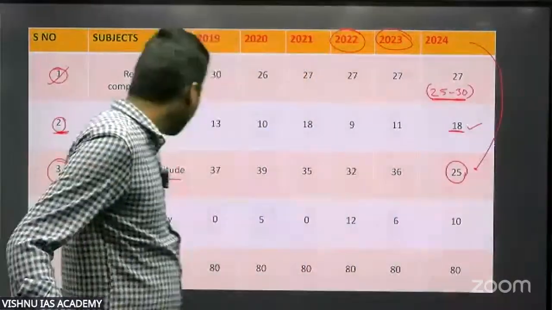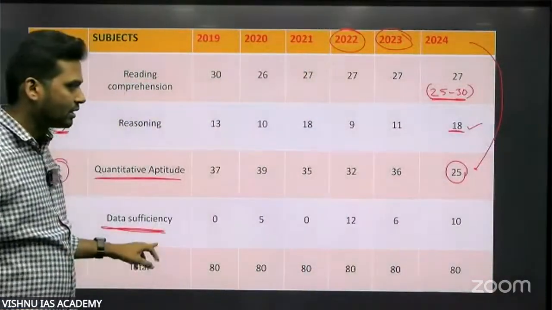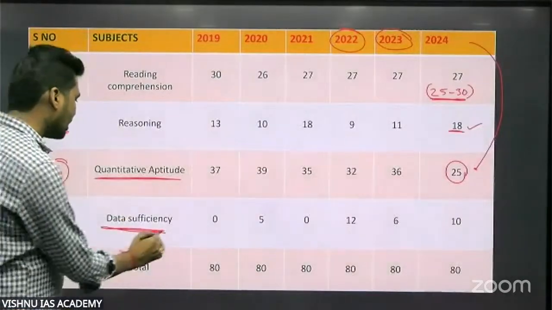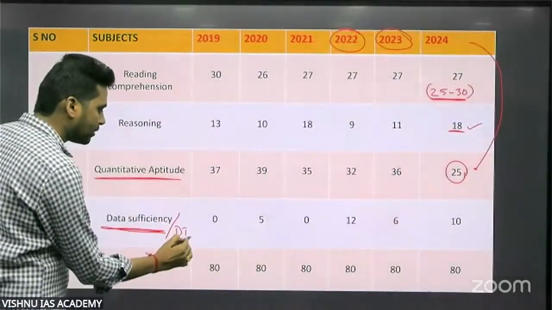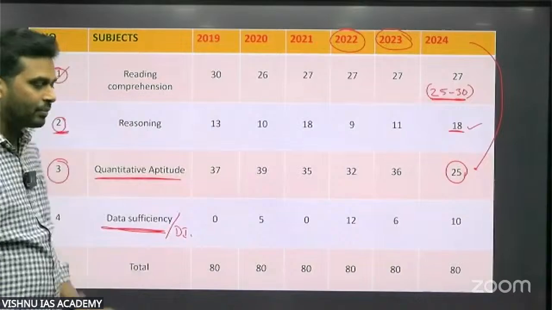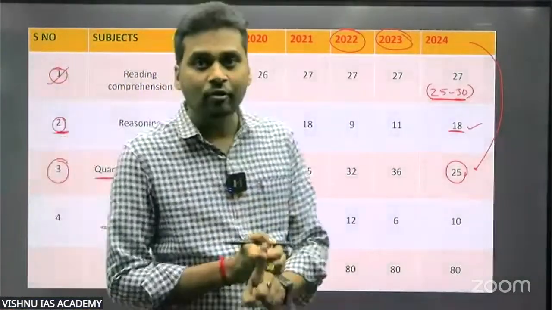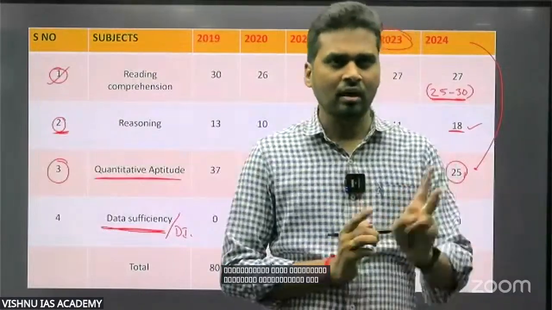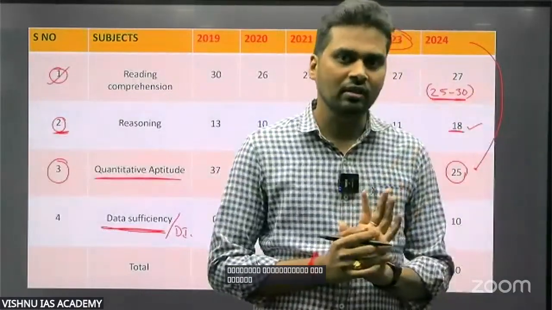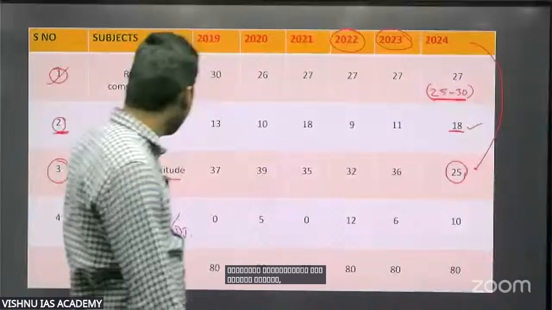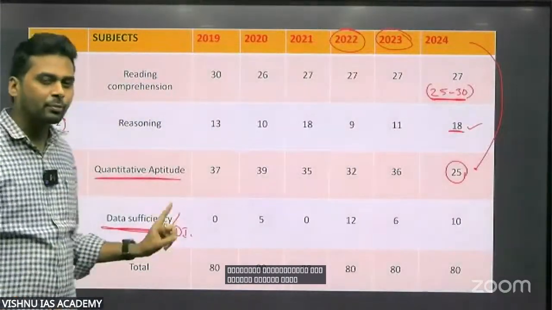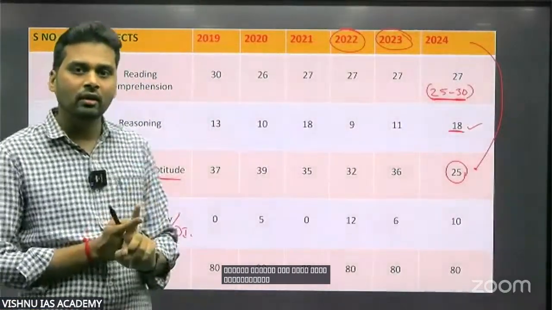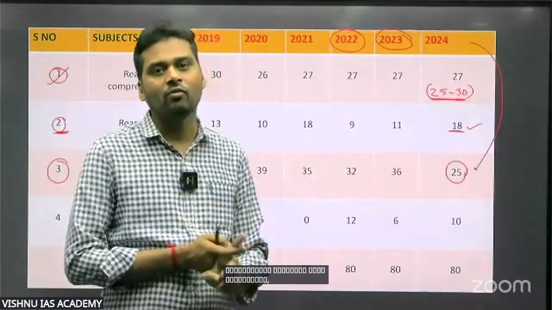Even though the name is separately mentioned as data sufficiency, and also, of course, data interpretation, in data interpretation questions we also get data sufficiency. Again, it is related to the quant part only. Hardly 1 or 2 questions are from logical reasoning. The rest, data sufficiency and data interpretation questions, are completely related to the quant part only.